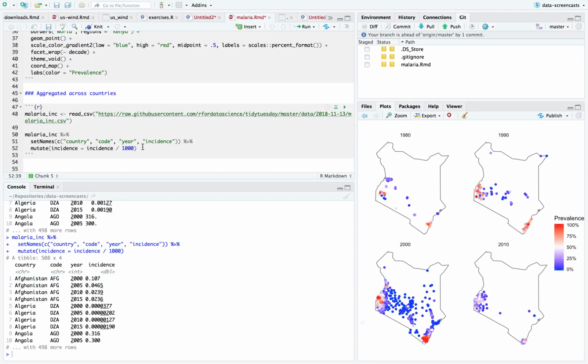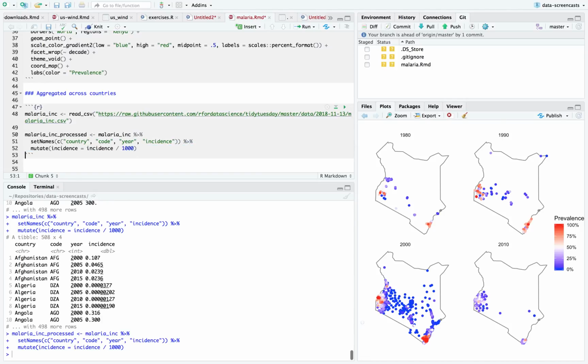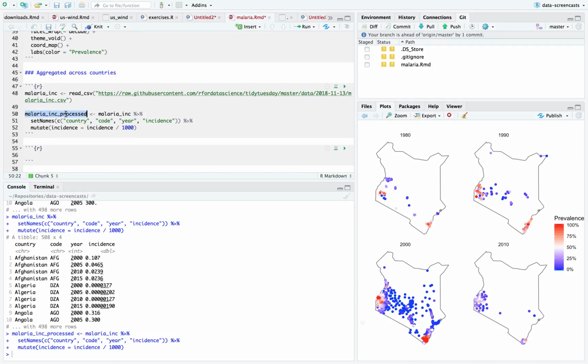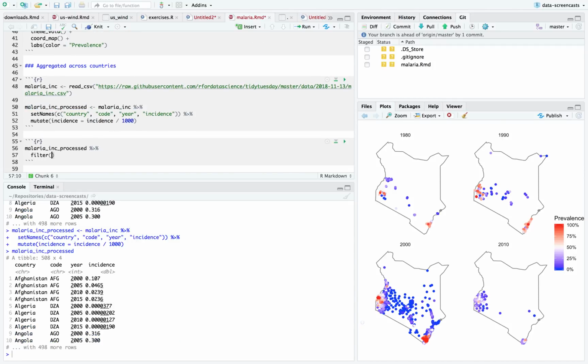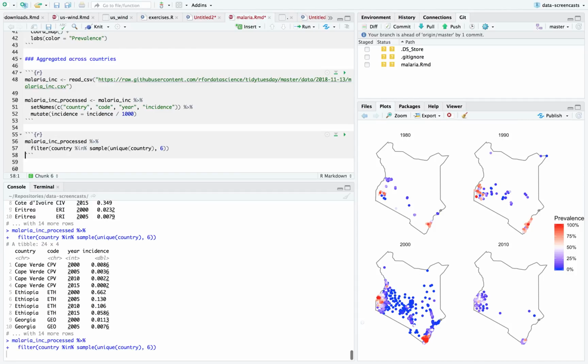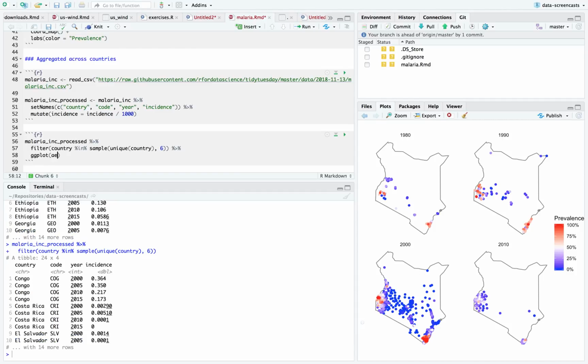What could I do with it? I could graph it. I could say, let's pick a couple countries. In fact, I'm going to pick countries at random. I'm going to quickly save this as Malaria Inc. processed. My cleaning step. I'm going to take some countries. Filter country in. I like to do this when I'm exploring a data set. I say sample unique country by 6. So that's grabbing 6 random countries, a different random 6 every time.